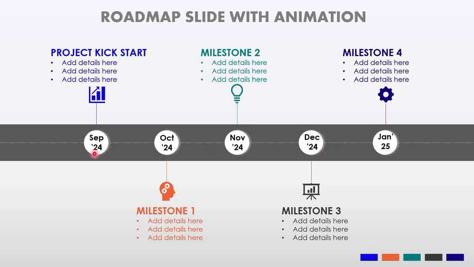If you have a project duration of 12 months or even larger than that, you can keep this as quarter 1, quarter 2, quarter 3, and quarter 4. Or you can say January to March, or in a similar way you can take any duration here. Very useful slide for any project or program roadmap.